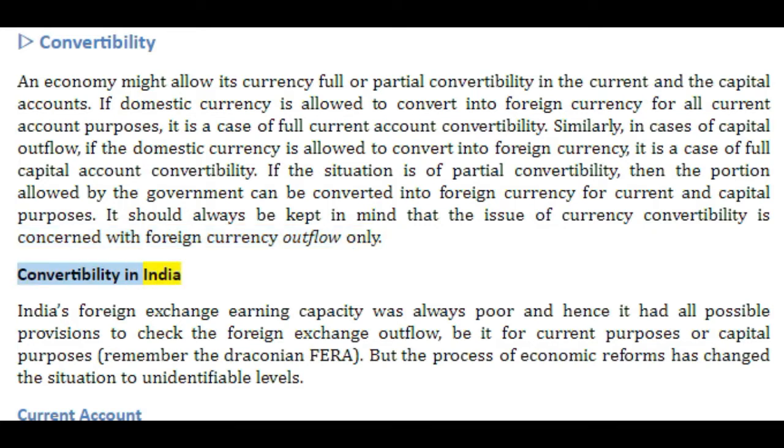Convertibility in India. India's foreign exchange earning capacity was always poor, and hence it had all possible provisions to check the foreign exchange outflow, be it for current purposes or capital purposes. Remember the draconian FERA. But the process of economic reforms has changed the situation to unrecognizable levels.